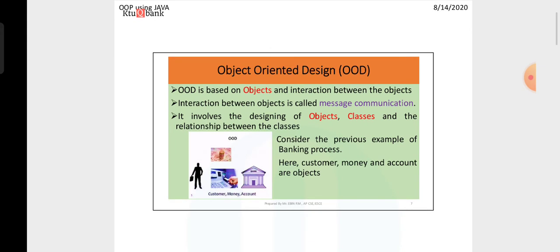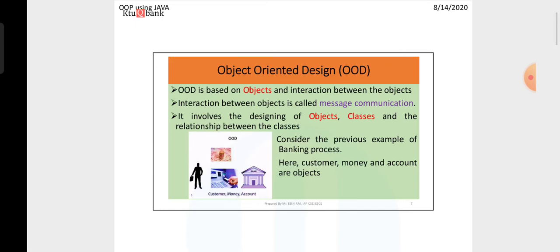So the next one is object oriented design. Now here you are not making use of any functions. Here you are making use of objects and classes. It is based on objects and the interaction between these objects. Interaction between the objects is called message communication. It involves designing of objects, classes, and the relationship between these classes.